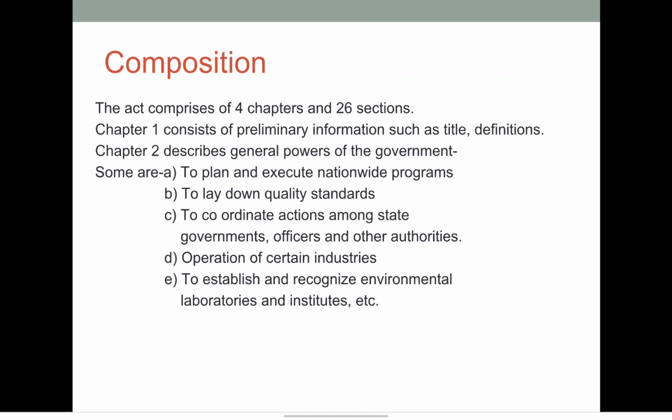Then, to lay down quality standards. Quality standards, in the sense of what should be the standards for air, water and food, which are the basic needs of every human being.